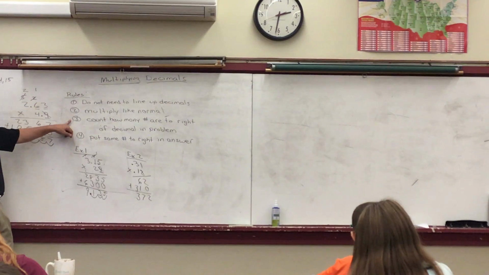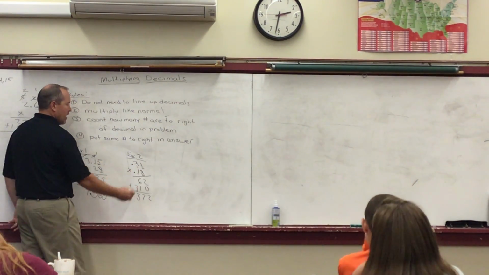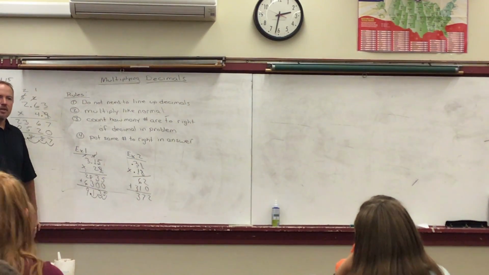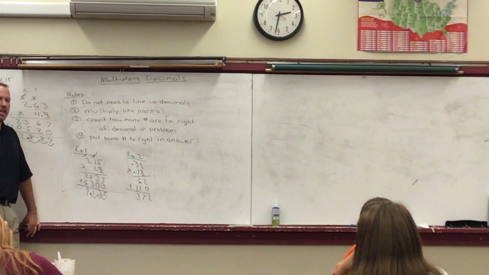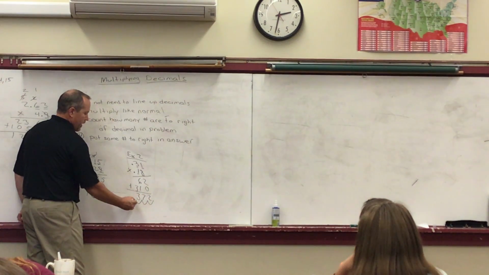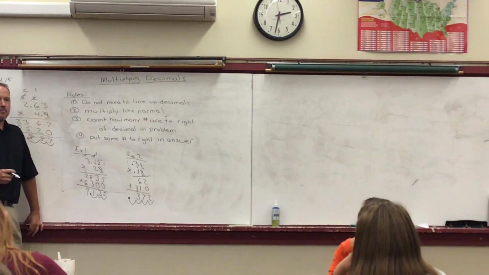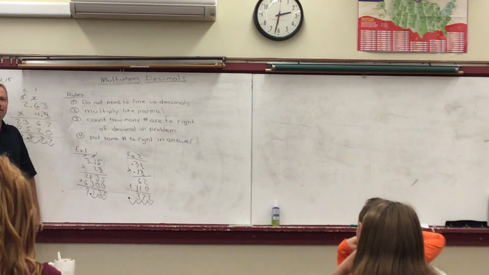Step 2, we're going to count how many numbers there are to the right of the decimal in our problem. And we have 2 here, 2 there, so we have a total of 4. Now we're going to put 4 numbers to the right of the decimal in our answer. So, 1, 2, 3, 4. We have a problem. We don't have 4 numbers.